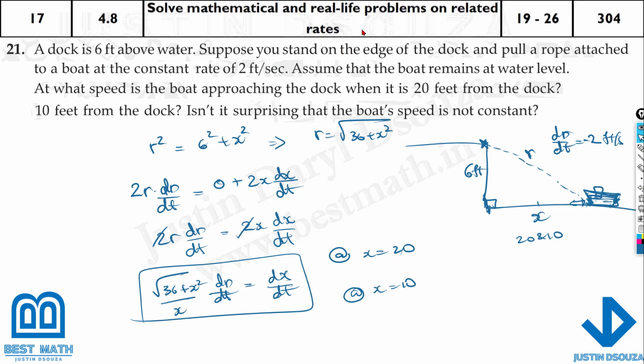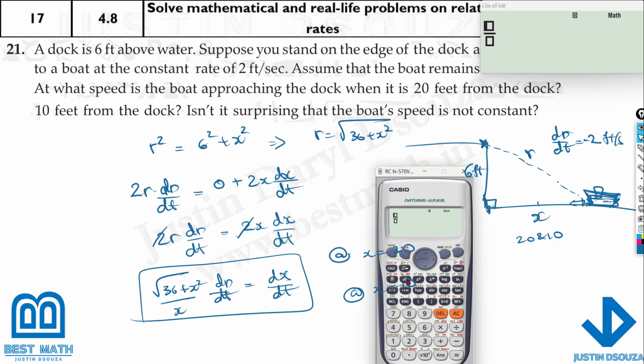Let me show you. Let's write this equation out. It's square root of 36 plus x squared, divided by x. And why did I write this? Because we have two values to check, right? What is dr times dr by dt? It is times minus 2.